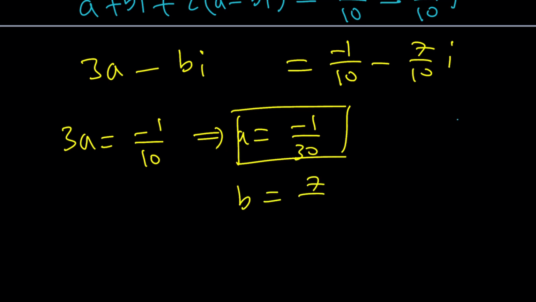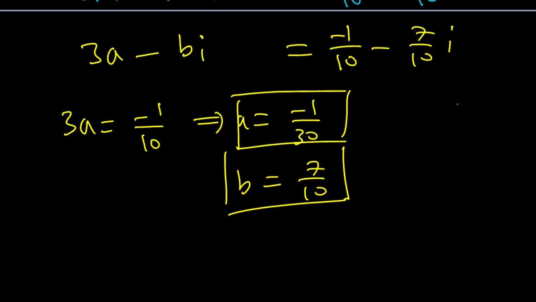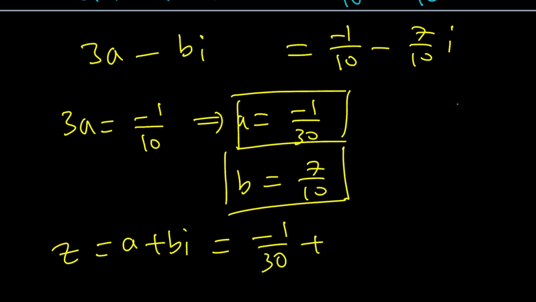Easy, right? And remember, we're looking for z, and z is equal to a plus bi. a is equal to negative 1/30. b is equal to 7/10.